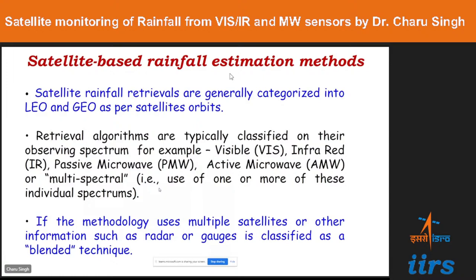For example, suppose we are using the visible and infrared band data sets, then it comes under the category of visible and IR based rainfall. Then there are passive microwave methods, active microwave methods, and multispectral rainfall, that is the use of one or more of these individual spectrums. We can combine the estimates from visible IR sensors with the passive microwave data set to get a multispectral rainfall. If the methodology uses multiple satellites or other information such as radar or rain gauges, that is classified as a blended technique.